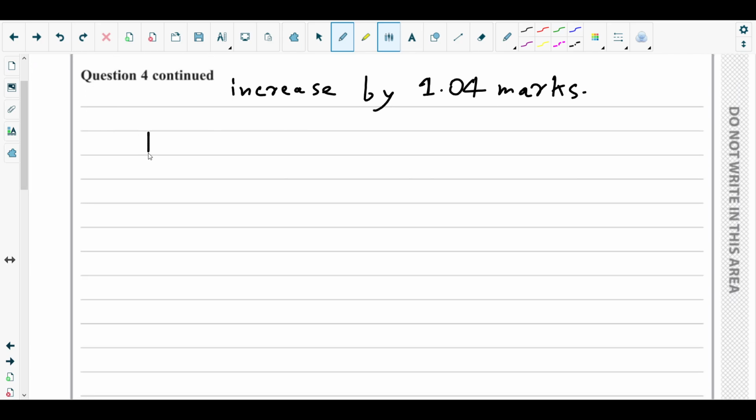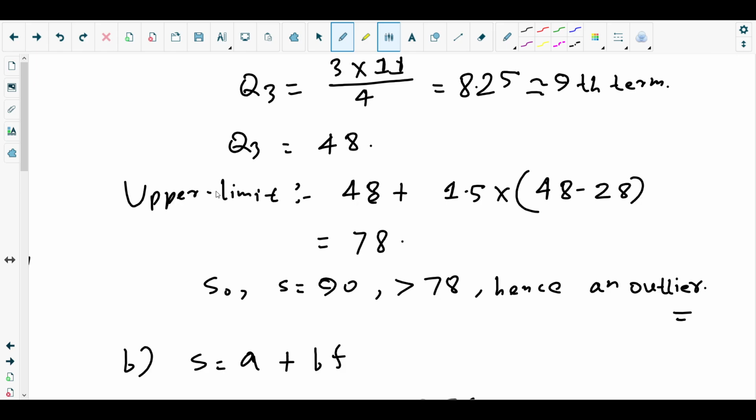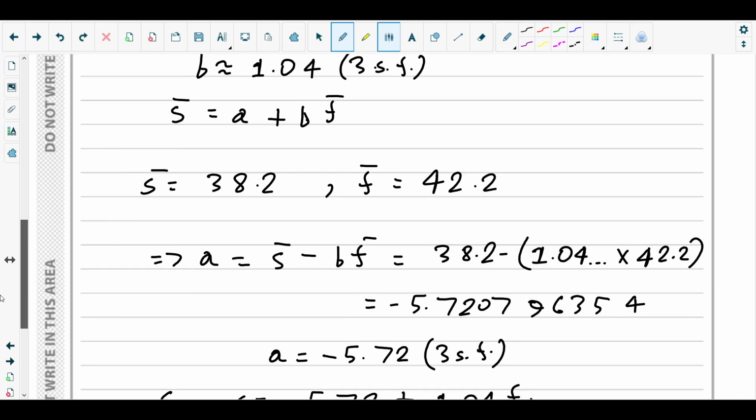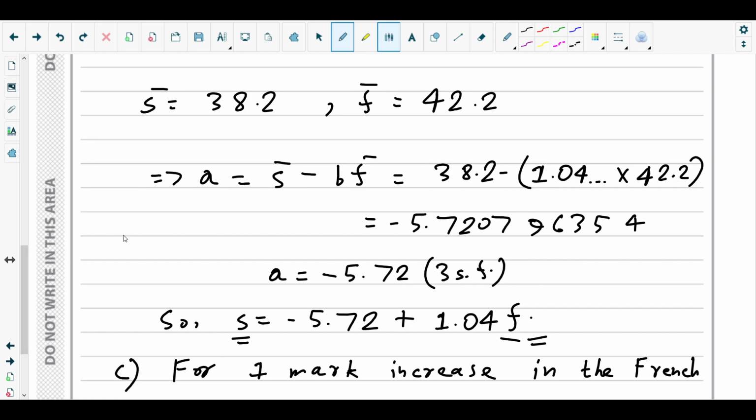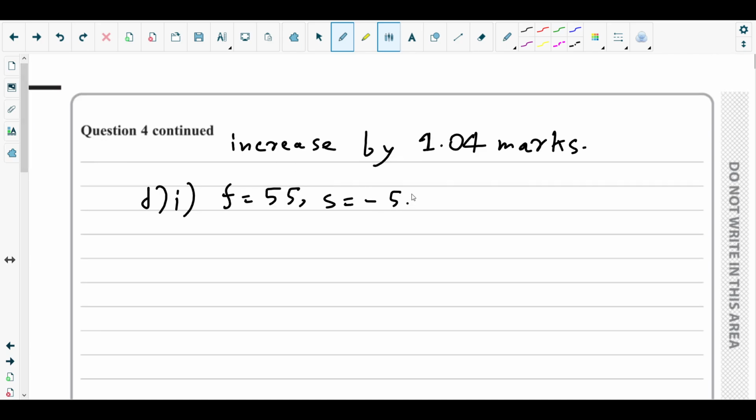Just finding the value. So for part D1, they asked if F equals 55, then what would be the value for S? What was the regression line equation? It was negative 5.72 plus 1.04 times 55, right? So what would be the value? Use your calculator to get the value. Negative 5.72 plus 1.04 times 55 is basically 51.5 marks. So for part 1 it is 51.5 marks.